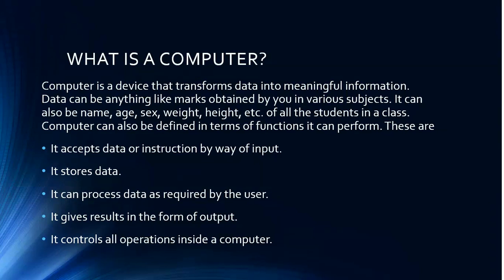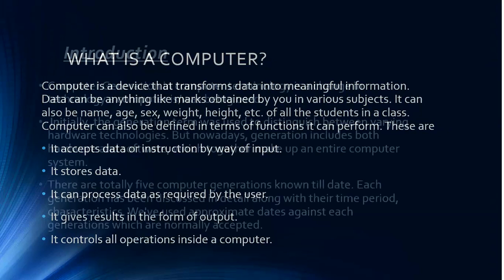A computer can also be defined in terms of the functions it can perform. These are: it accepts data or instructions by way of input. It stores data. It can process data as required by the user. It gives results in the form of output. It controls all the operations inside a computer.